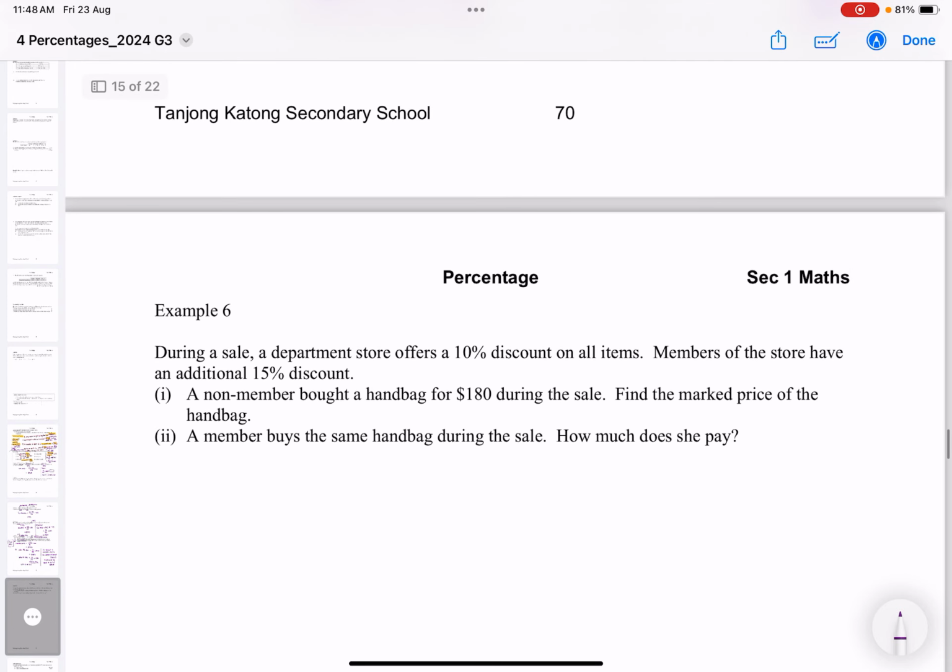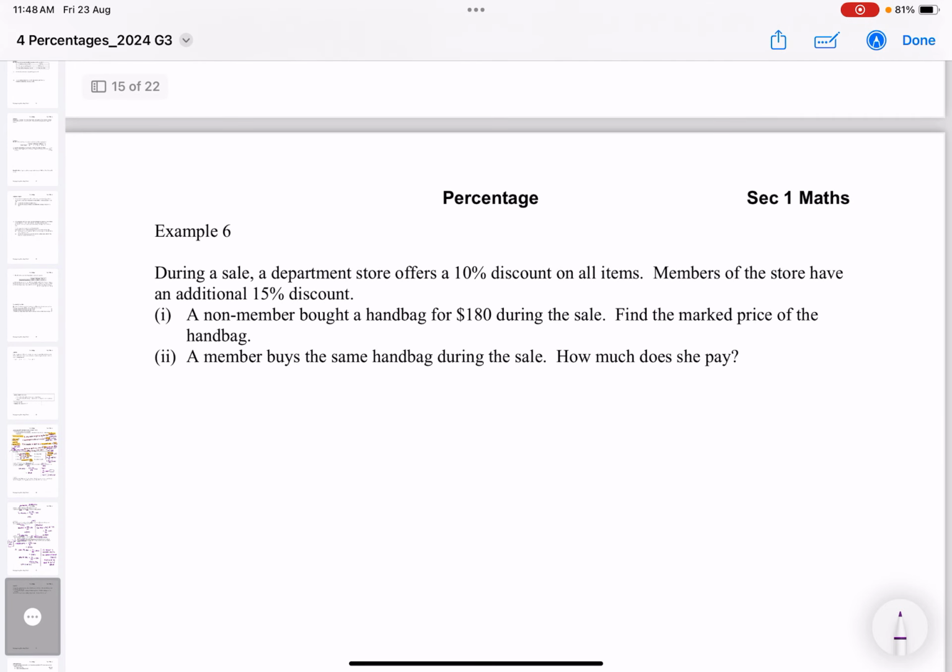Next, let us look at example 6. For example 6, a store is going to offer a 10% discount on all items. Members have an additional 15% discount. So again, when the question uses words like a further discount or an additional discount, remember not to add the discounts together because the base is going to be different. An additional 15% would mean on the final price, there would be an extra 15% discount.